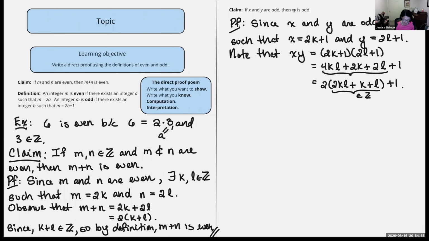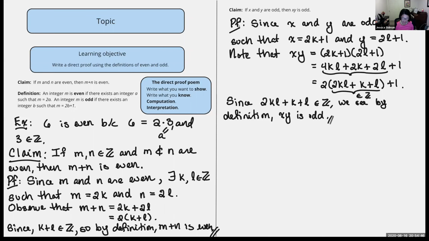So now I can say, since 2kl plus k plus l is an integer, we see by definition xy is odd. Okay, because we really have written xy as 2 times some integer, and in this case the integer is a little complicated looking. It's that 2kl plus k plus l plus 1.